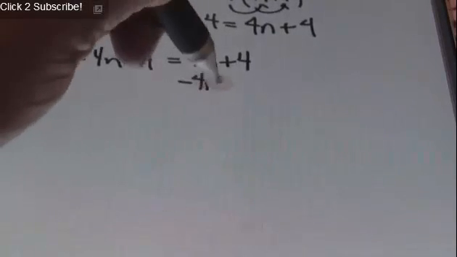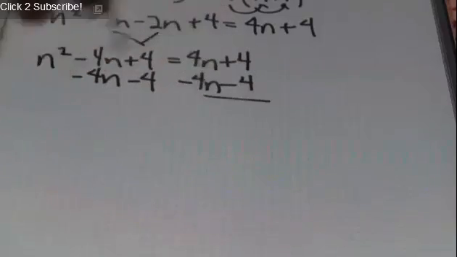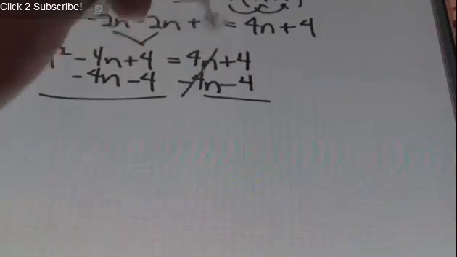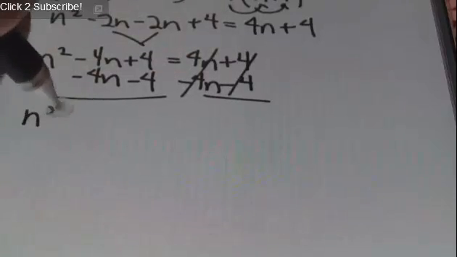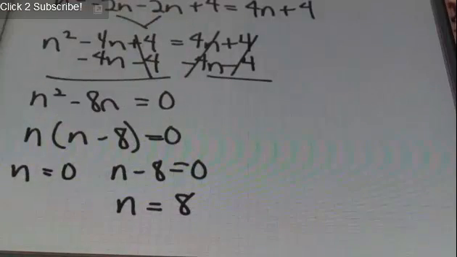Then I'll be setting everything equal to 0. So I'll subtract 4n from both sides. I'll also subtract 4 from both sides. Doing this, ladies and gentlemen, everything on the right side cancels out. I bring down n squared minus 8n. My 4's cancel out, so this equals 0 here. Next, I'll factor out an n. So I have n times n minus 8 equals 0, and then I'll set each one of these factors equal to 0. So you have n equals 0 as well as n minus 8 equals 0, which means that n equals 8 as a possibility.